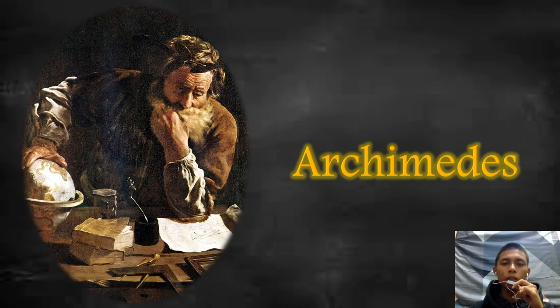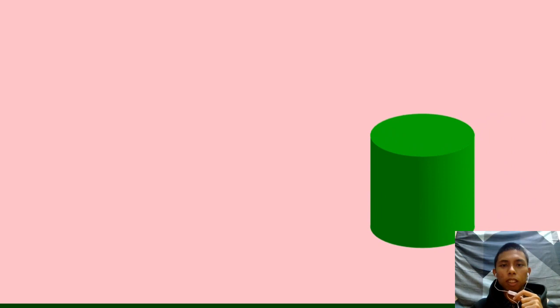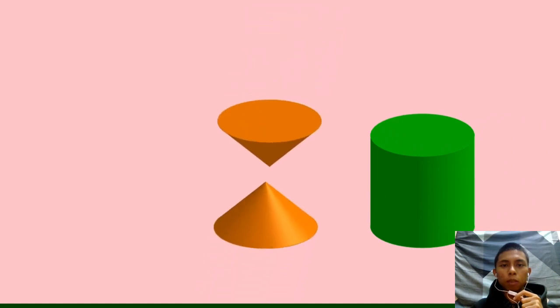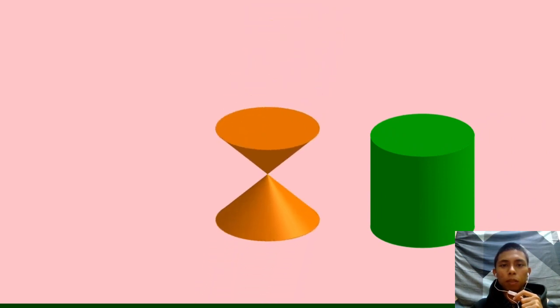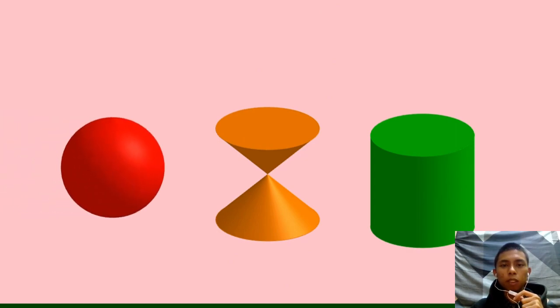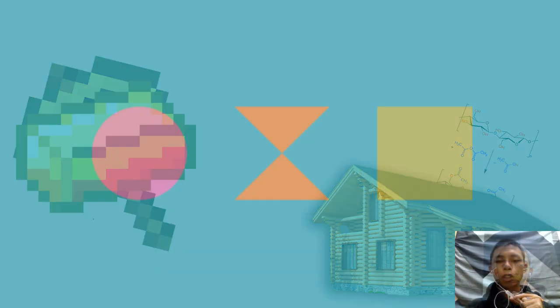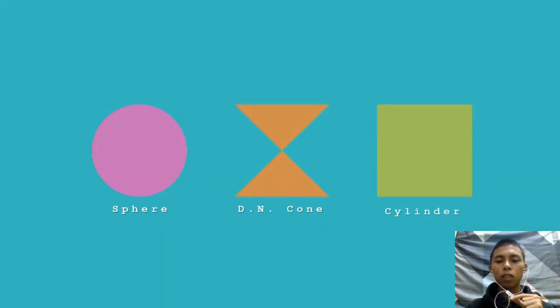But how? Well, we think it goes like this. We begin with a cylinder and something called a double-necked cone, a cone that meets together in the middle, and of course a sphere. You might make it from wood or gold. The golden boys. So there is a cylinder, a double-necked cone, and a sphere.